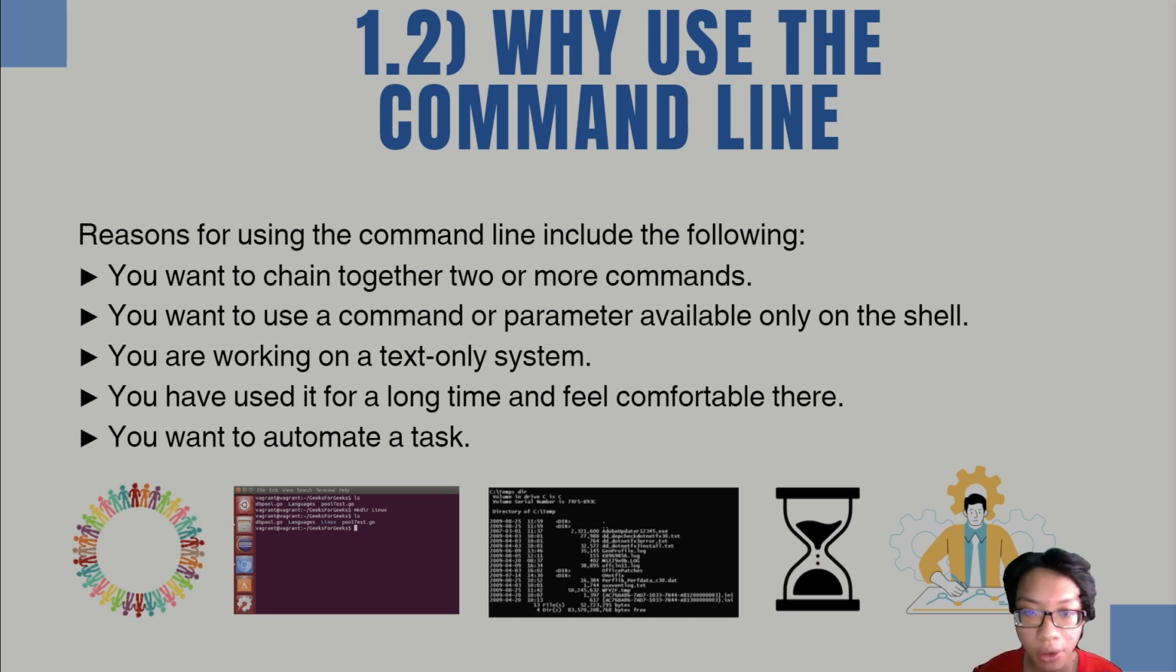First of all, when you use the command line, you will want to chain together two or more commands, and the command line will help you do that easily. Chaining together two or more commands, or piping, is what gives the shell its real power. Hundreds of commands are available, and by combining them in different ways, you can get tons of new options that a GUI cannot do.